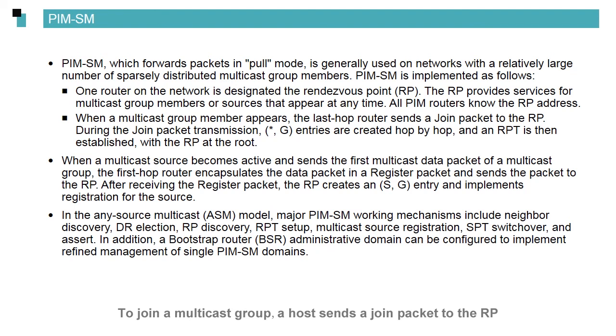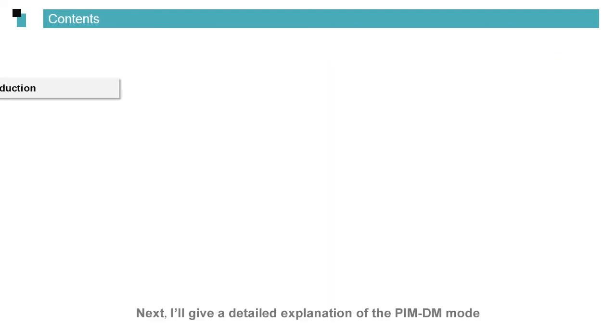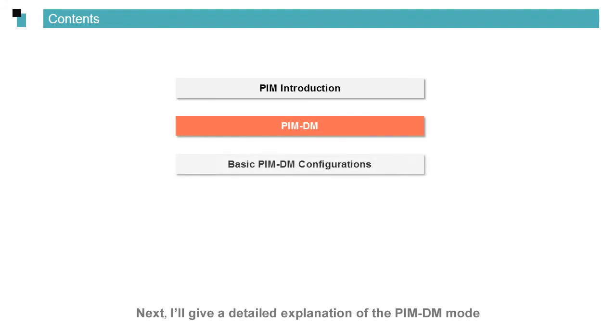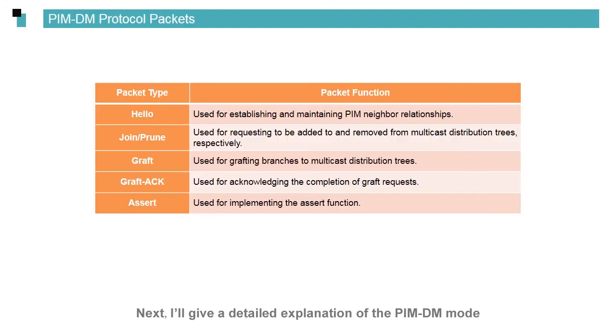To join a multicast group, a host sends a join packet to the RP, and *G entries are set up on each device that receives the packet. Then, a rendezvous point tree is created with the RP at the root. The root of a shortest path tree is a multicast source, whereas the root of an RPT is an RP. Next, I'll give a detailed explanation of the PIM-DM mode.